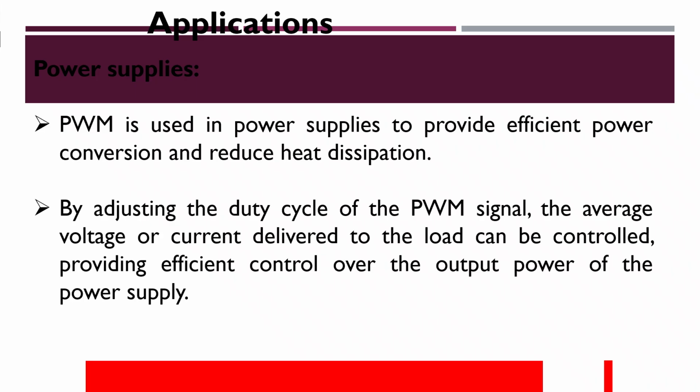By adjusting the duty cycle of the PWM signal, the average voltage or current delivered to the load can be controlled, providing efficient control over the output power of the power supply. So it is nothing but by adjusting the duty cycle of pulse width modulation signals, the average voltage or current delivered to the load can be controlled. Okay, so the output power of the power supply can be efficiently controlled using pulse width modulation.